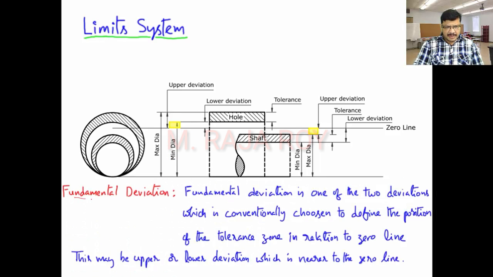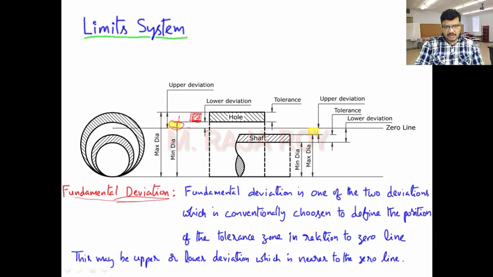Next, what is fundamental deviation? Fundamental deviation will give the location of the tolerance zone. So the difference between upper deviation and lower deviation we will call as tolerance. So this is the upper deviation, this is the lower deviation. This particular difference we will call as a tolerance. This is the tolerance zone. The tolerance zone is located from the zero line at this particular distance, and this distance we will call as fundamental deviation.